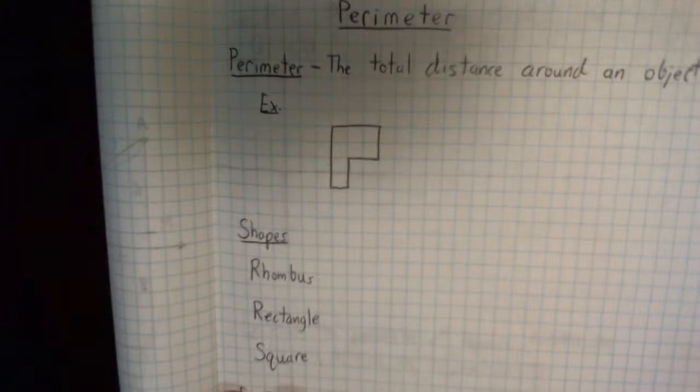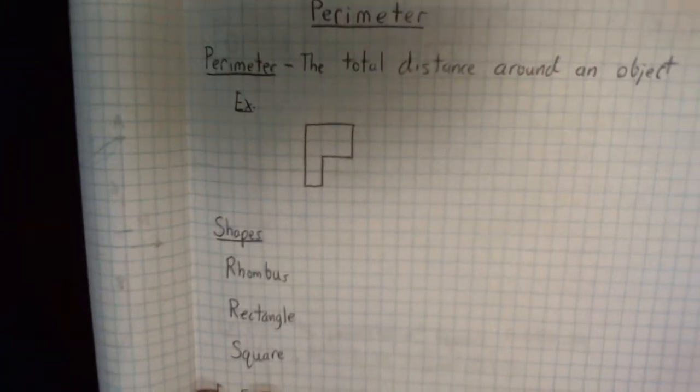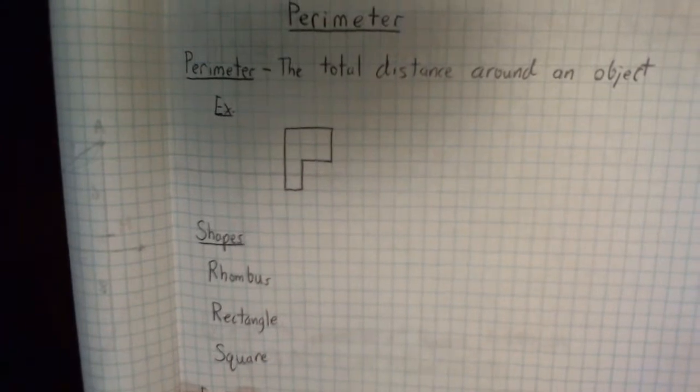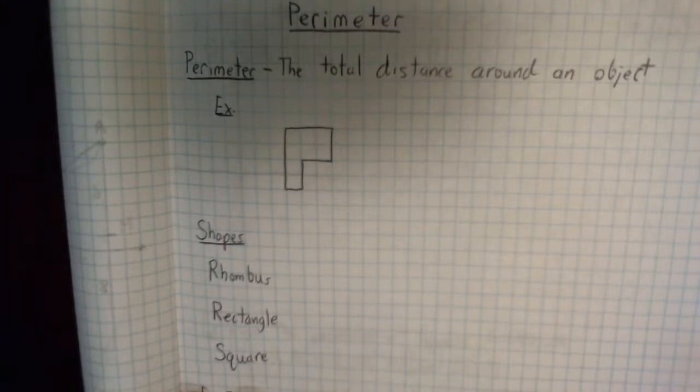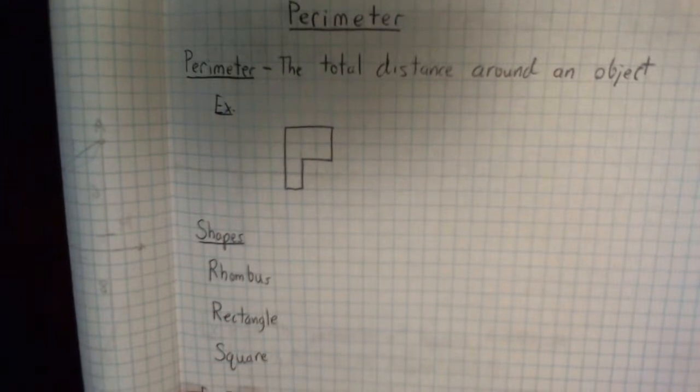Welcome everybody to today's topic about perimeter. Perimeter is pretty basic. I'm sure that you have seen or heard of it before in prior math classes. Let's just recap real quick what it means. Perimeter is the total distance around an object.